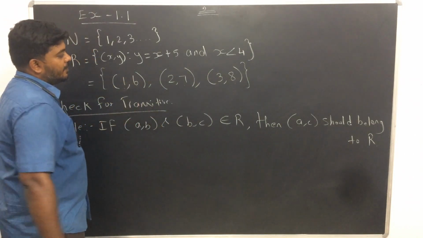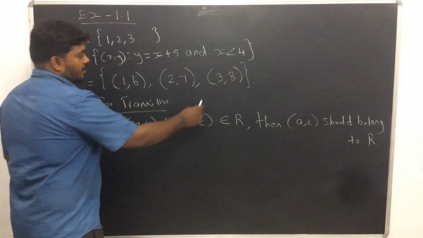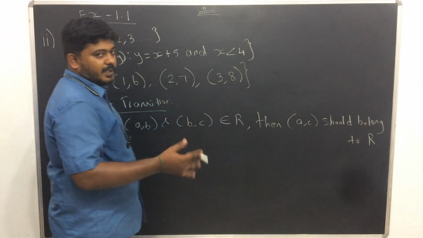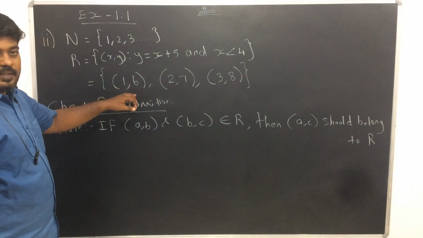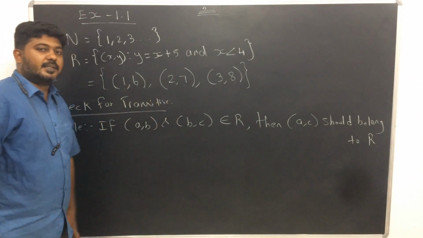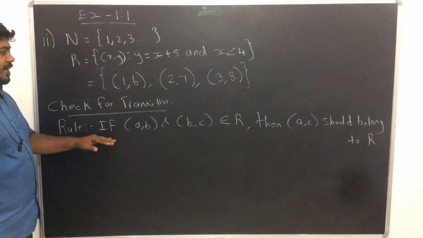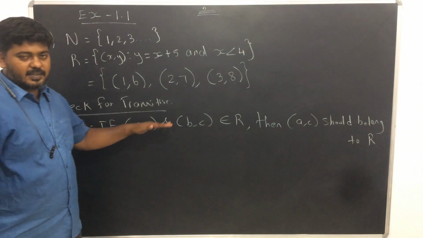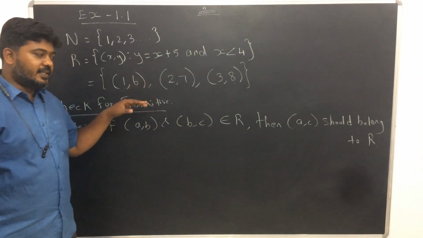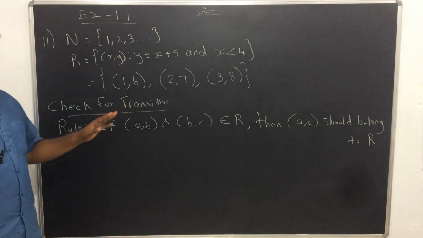No, B comma C is there. For 2 comma 7, do you have 7 comma something? No. For 3 comma 8, do you have 8 comma something? No. So in this relation, we don't have any ordered pairs such as A comma B and B comma C. In such a case, where there are no ordered pairs such as A comma B and B comma C in the relation, such a relation is assumed to be transitive.